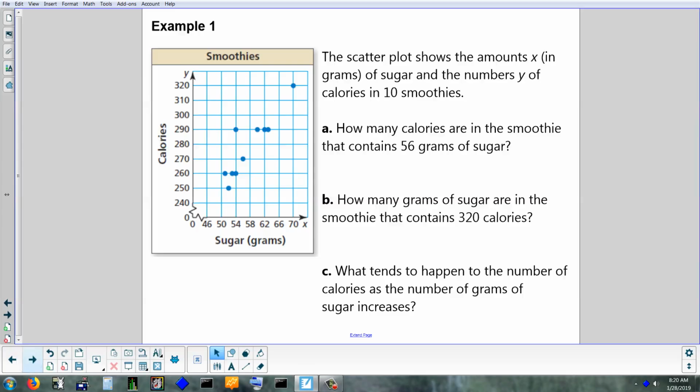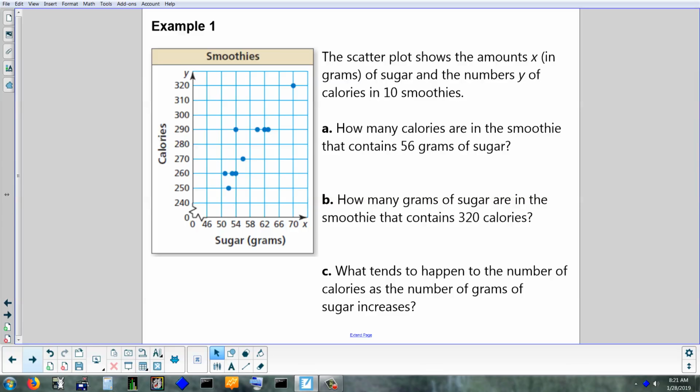So it says the scatter plot shows the amount where X is grams of sugar and Y is the number of calories in 10 smoothies. How do you know there's 10 smoothies? Where's that 10 coming from? How many dots there are, right? Showing the data for 10 dots. So if we count them, 1, 2, 3, 4, 5, 6, 7, 8, 9, 10 data points. All right? 10's a pretty good number to have. Like, if you were looking for a pattern, could you tell if there was a pattern if there was only one dot there? No, you really got to have a bunch of them, right, to see a pattern.